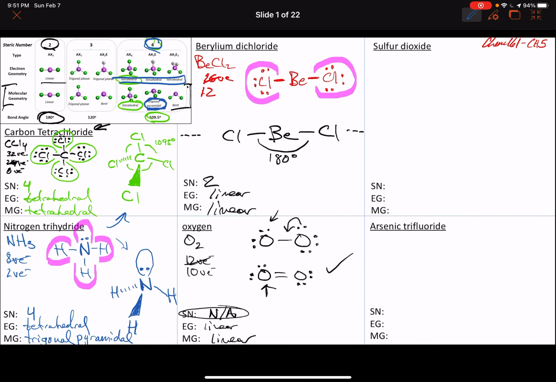Okay, let's next look at sulfur dioxide and try this example.